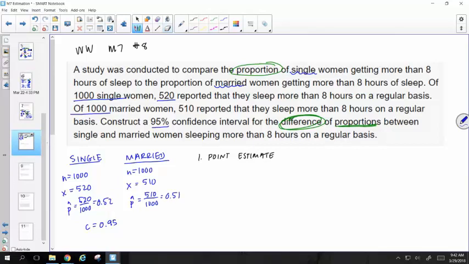Good? And now we're trying to estimate the difference of those two proportions. P hat 1 minus p hat 2, the difference between these two, 0.52 minus 0.51. That's a mere difference of 0.01. That's the best guess we have for the difference between those two things.